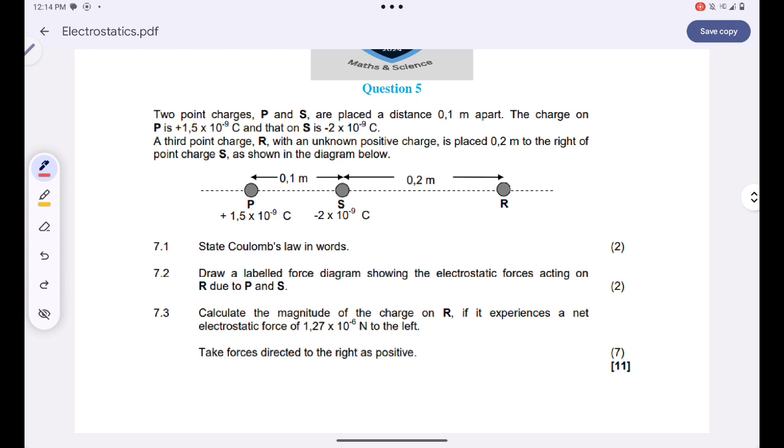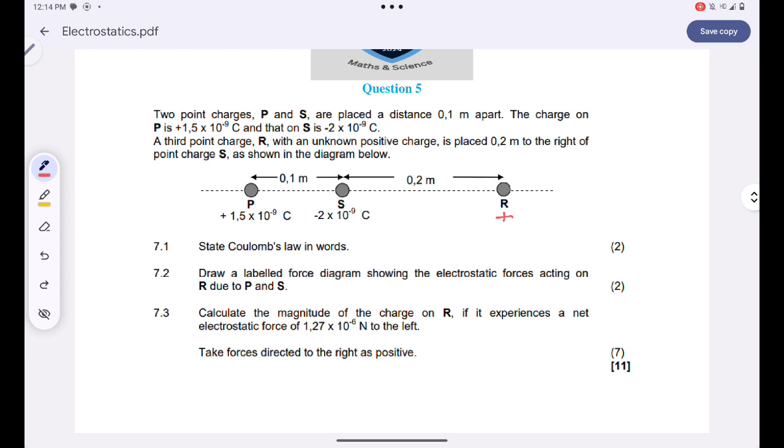Okay, we are told that 2-point charges P and S are placed at a distance which is 0.1 meters apart. The charge on P is a positive 1.5 nanocoulombs, and the charge on S is a negative 2 nanocoulombs. And then a third charge, which is R, with an unknown positive charge, is placed 0.2 meters to the right of charge S as shown in the diagram below.